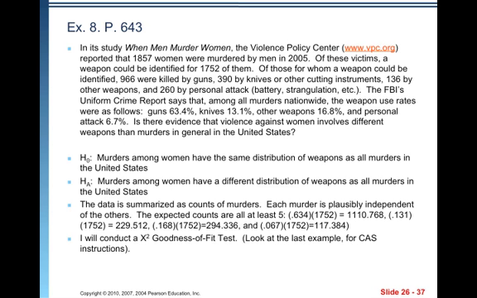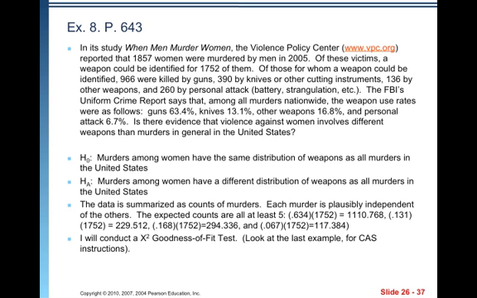Okay, so we do 0.634 times the 1,752 murders against women, and that equals 1,110.768. And then 0.131 times 1,752 equals 229.512. 0.168 times 1,752 is equal to 294.336. And 0.067 times 1,752 equals 117.384.